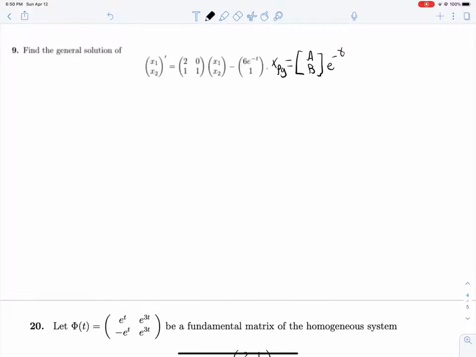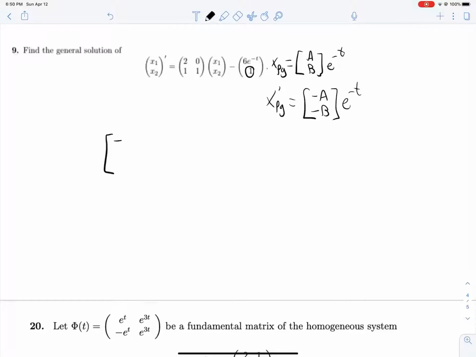xpg is that guy. x prime pg is -a, -b, e to the negative t. And since we're pretending that this 1 does not exist for now, it's just completely non-existent, we have a 0 e to the negative t in its place. We can just divide out the e to the negative t's from every term, because there'll be no term without an e to the negative t in it.